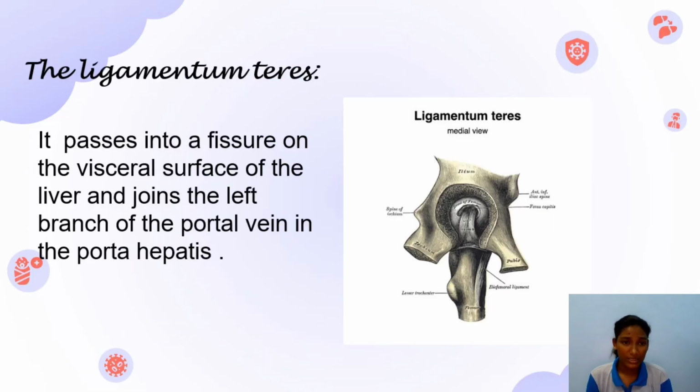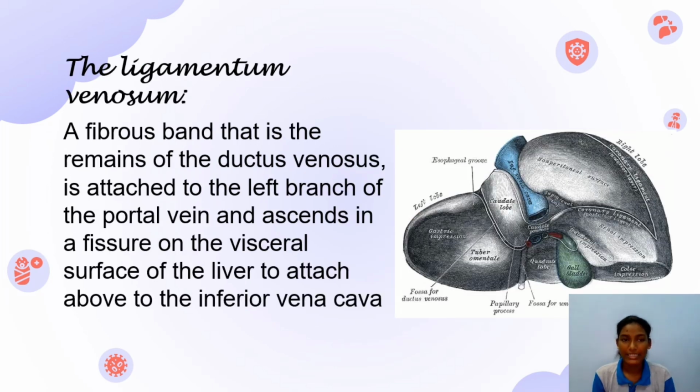Next, the ligamentum teres. It passes into a fissure on the visceral surface of the liver and joins the left branch of the portal vein in the porta hepatis. Ligamentum venosum, a fibrous band that is the remains of the ductus venosus, is attached to the left branch of the portal vein and ascends in a fissure on the visceral surface of the liver to attach above to the inferior vena cava.